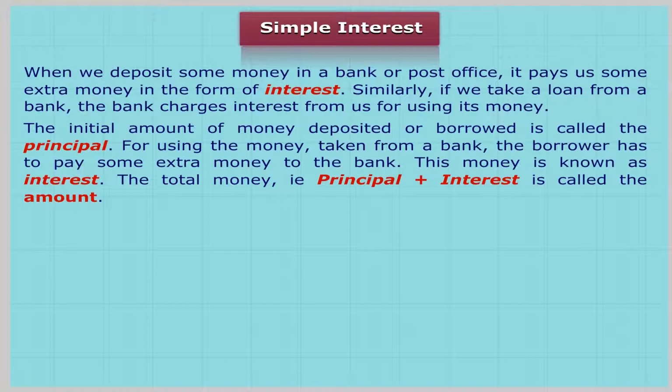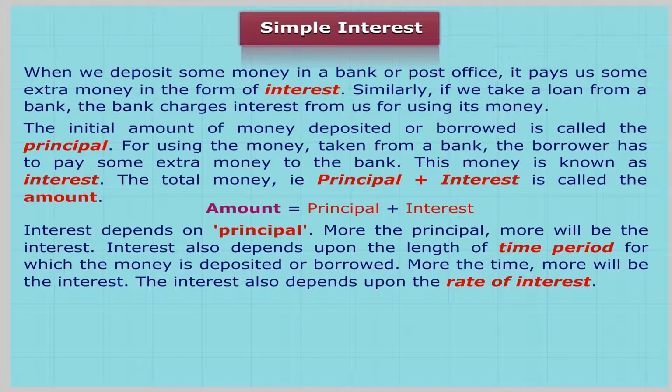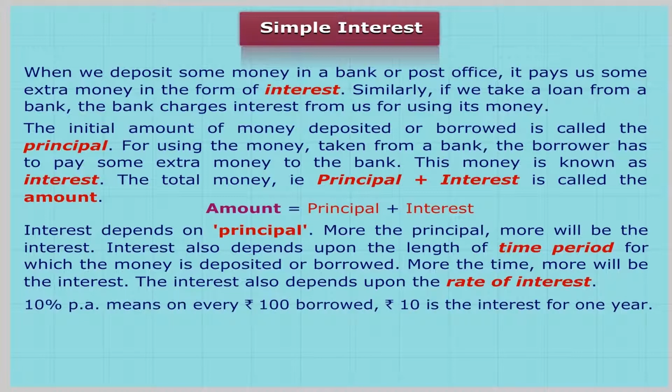The total money, that is, principal plus interest, is called the amount. Amount equal to principal plus interest. Interest depends on principal. More the principal, more will be the interest. Interest also depends upon the length of time period for which the money is deposited or borrowed. More the time, more will be the interest. The interest also depends upon the rate of interest. 10% per annum means on every rupees 100 borrowed, rupees 10 is the interest for 1 year.